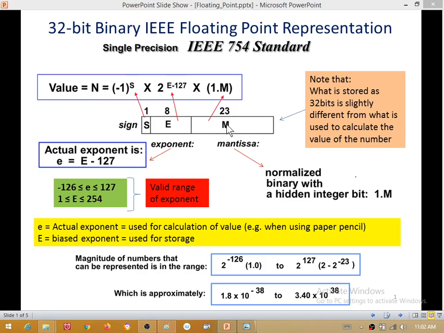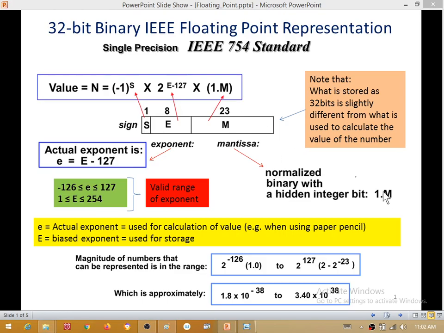M is the mantissa, and the mantissa can be found out from the normalized binary representation. Normalized meaning 1 point something. So the something that you have, the right hand side to your binary point, whatever is there, that part of the number becomes your mantissa. The mantissa can be found out only if you have normalized your binary number.